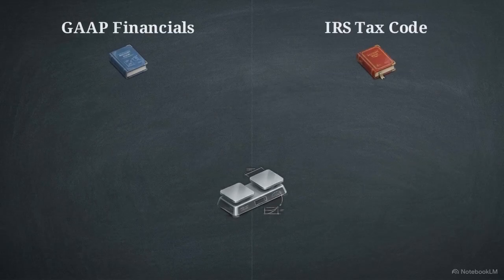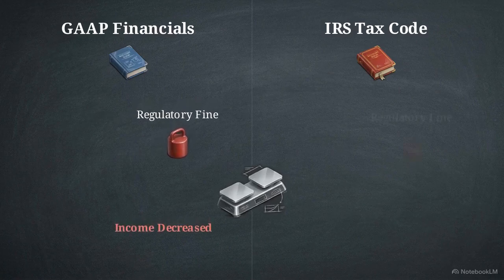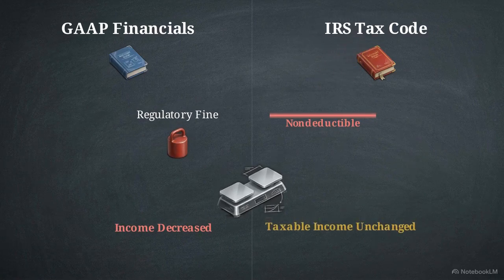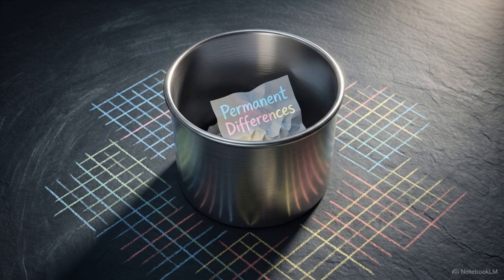The reverse happens with government fines or penalties. A regulatory fine reduces GAAP financial income immediately as an expense, but the tax code explicitly bars you from ever deducting illegal behavior to lower your tax bill. Because permanent differences never reverse over time, they alter the company's current effective tax rate, but they generate absolutely zero deferred tax consequences. When calculating DTLs and DTAs, we simply ignore them.